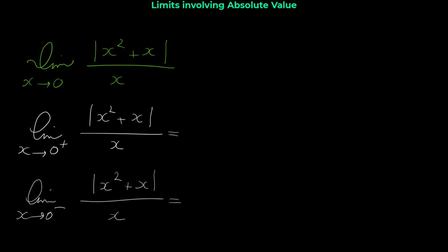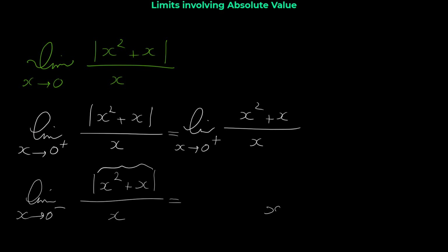So the first limit would be the limit of x to the 2 plus x over x as x approaches 0 from the right. We will come back to this limit in a moment. Let's see what happens here. When x approaches 0 from the left, x is close to 0 but less than 0. Again, you can have this number for x, negative 0.1, a number close to 0 but from the left.